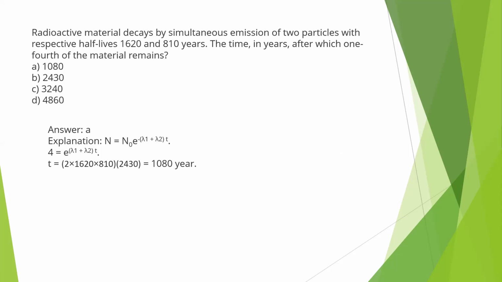Respective half-lives are 16 and 8-10 years. So the time in years after which one fourth of the material remains: N equals N naught e to the power minus (lambda 1 plus lambda 2) t. Directly you can give the equations, that is e to the power lambda 1 is 1620, lambda 2 is 810. So if you solve this, your time period you will get 1080.